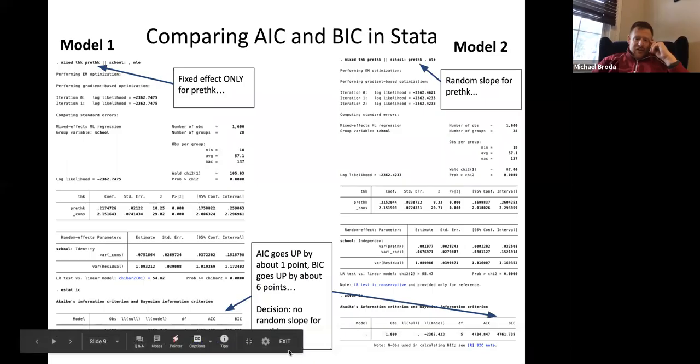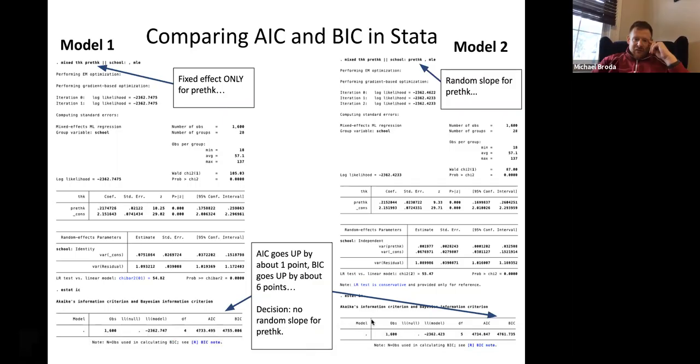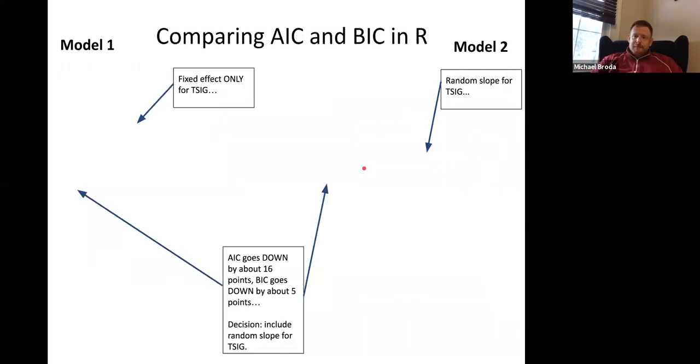BIC is 4755, and it goes from 4755 to 4761. So it goes up by 6 points. So the decision here, AIC and BIC both went up. No good. We want to stick with what we've got. And that means we would not add a random slope for pre-THK.